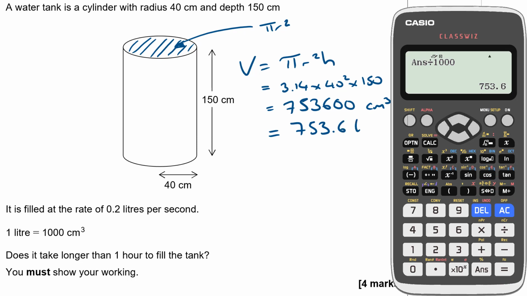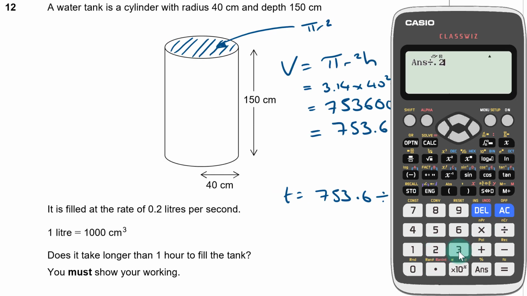Okay, so if it's filled at a rate of 0.2 litres per second, how many seconds does it take to fill up? So time taken to fill up is going to be the volume divided by that flow rate then, isn't it? So taking time is equal to 753.6 divided by 0.2. And that equals 3,768 seconds.